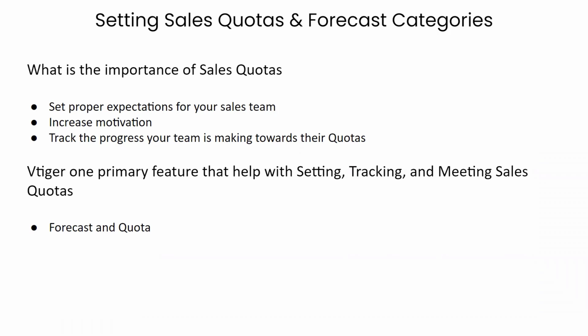It can also help increase motivation. Seeing a goal they need to reach, if your team is very goal oriented or sales oriented, being able to see that amount regularly can help increase the motivation for your team. And finally is tracking the progress your team is making towards their quotas. The forecast and quota feature updates with the sales individual team members make, and if you have them split up into individual groups, how the group is doing as a whole as well. Again, the primary feature that we'll be covering for this section is called forecast and quota within the CRM.